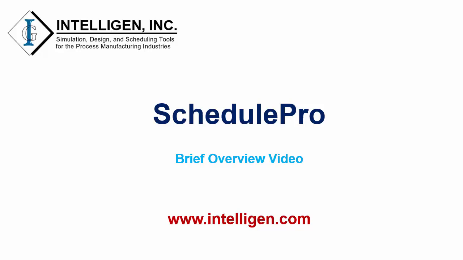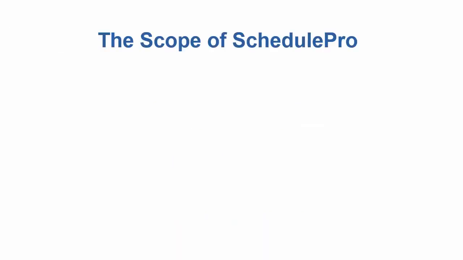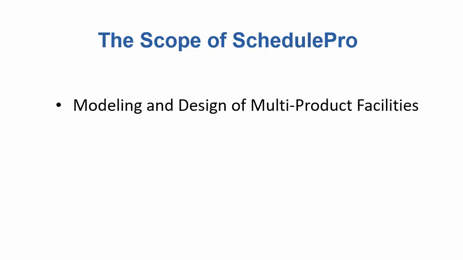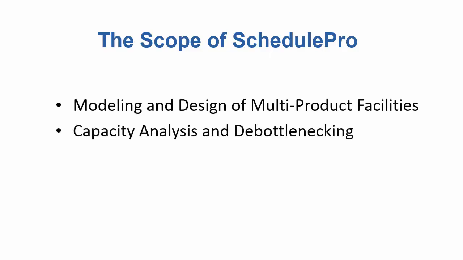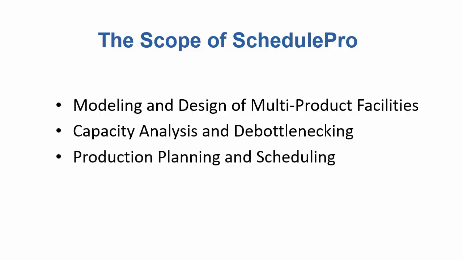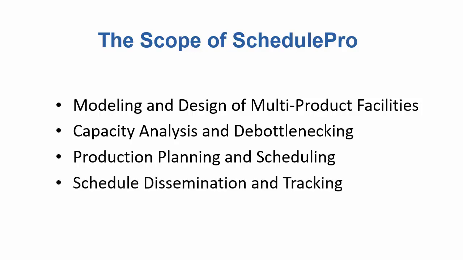SchedulePro is a finite capacity scheduling tool that is especially well suited for batch processing. It is also an effective modeling tool for capacity analysis, debottlenecking, and facility fit studies, and it estimates resource requirements for various production scenarios. Of course, it can handle daily production planning and scheduling as well. Finally, it can be used to disseminate schedule information to various stakeholders through the web and track production execution.